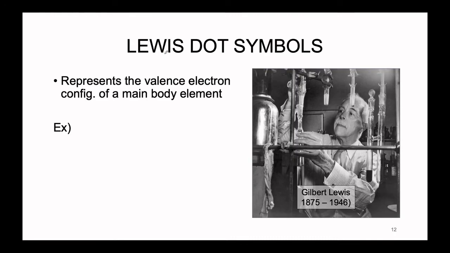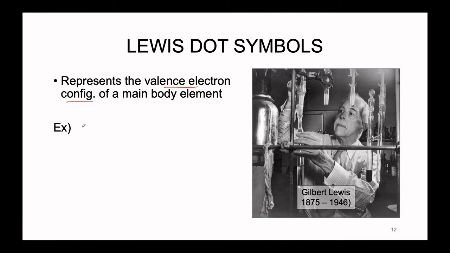A good way to get a visual for what happens when molecules form is by writing out what are known as Lewis dot symbols. A Lewis dot symbol, first written by Gilbert Lewis, who was trying to reconcile our understanding of what it meant to be a molecular compound versus an ionic compound. He wrote out these symbols that were meant to represent the valence electron configuration for a main-group element.